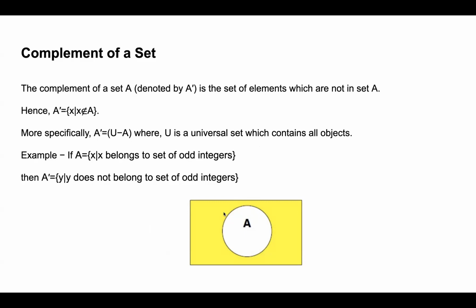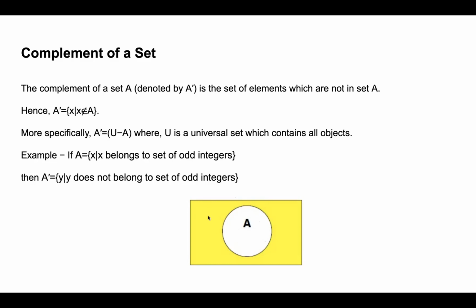Okay. This is the U, suppose. Okay. Whole. And here a set A is there in U, and all the other elements are in yellow region besides the A. So what does it mean is A dash U minus A. Universal set मधले सगळे elements A चे सोडून, that will be the A complement. Okay. This is A complement, U minus A.